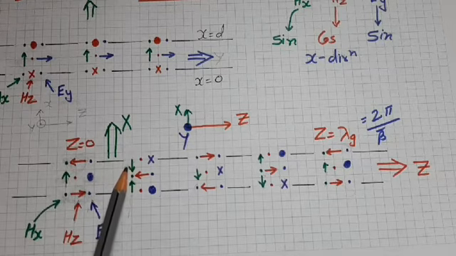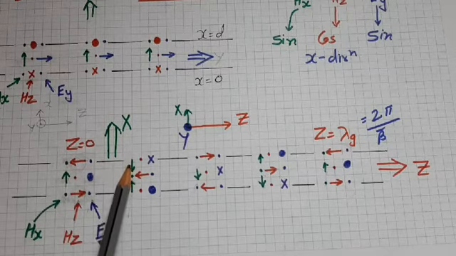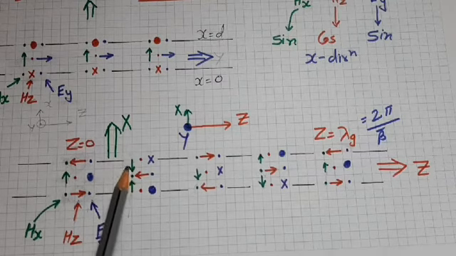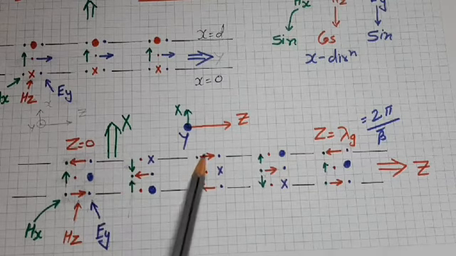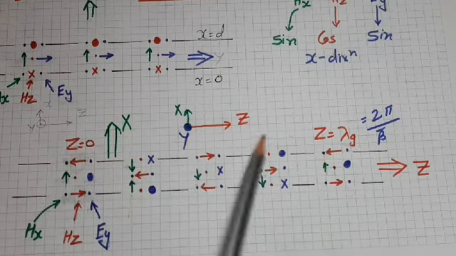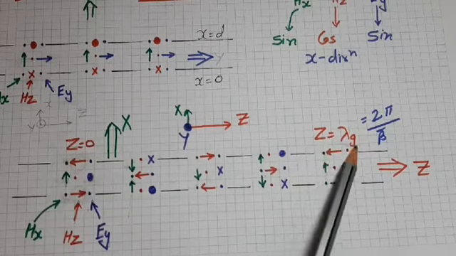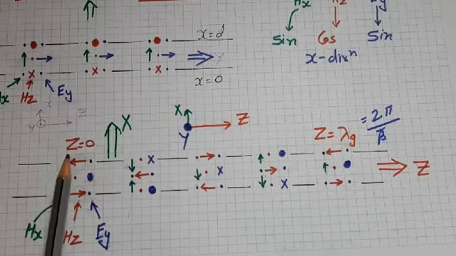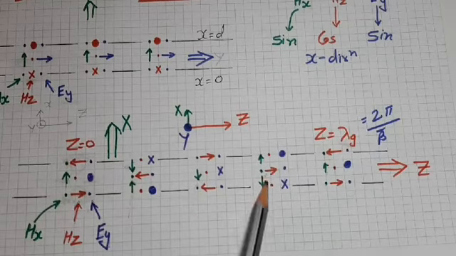Now after knowing polarity of this maxima, we can plot further field points very easily. After negative maxima, 0 will come, then positive maxima will come, then again 0 will come. So this is the complete one cycle from z is equal to 0 to z is equal to lambda g. This is the sinusoidal variation in z direction for Hx field.